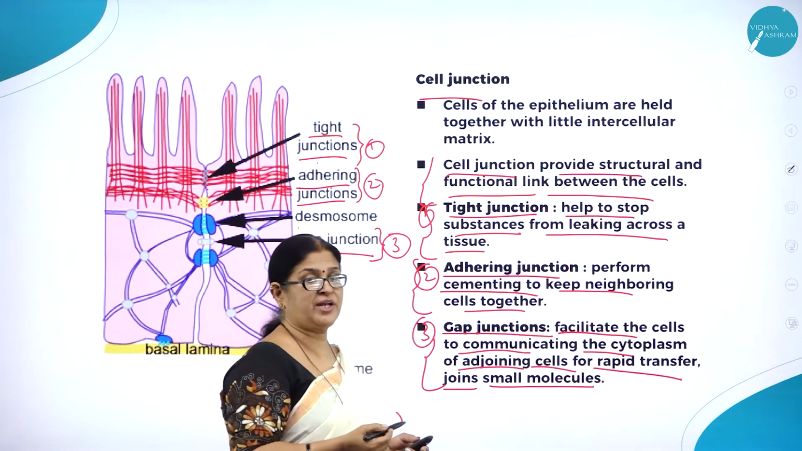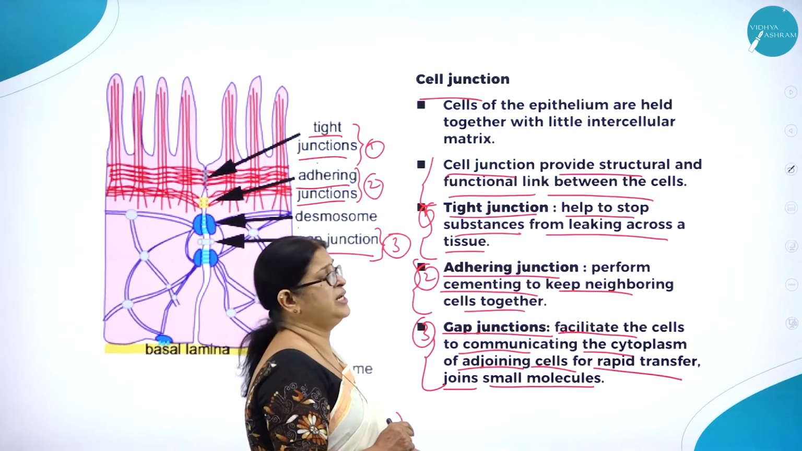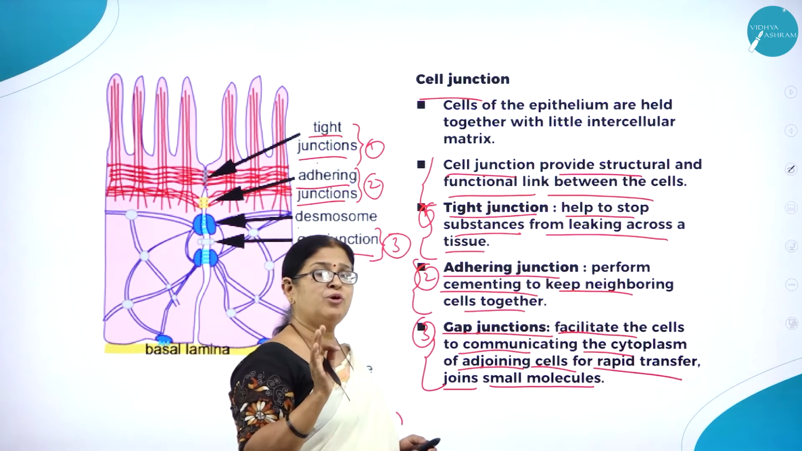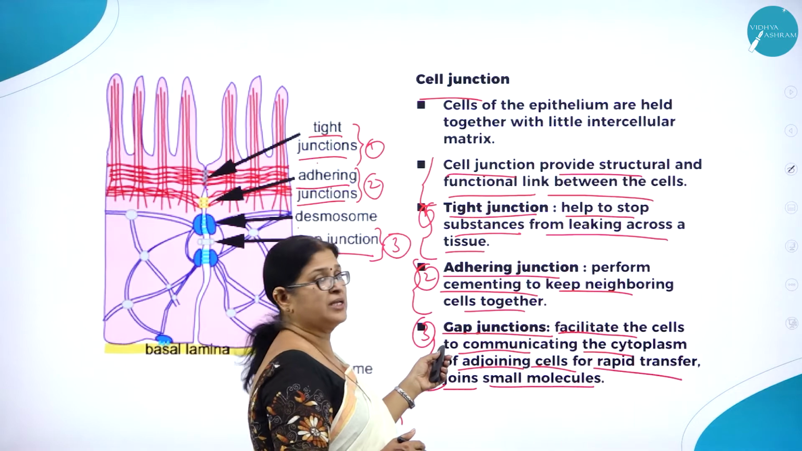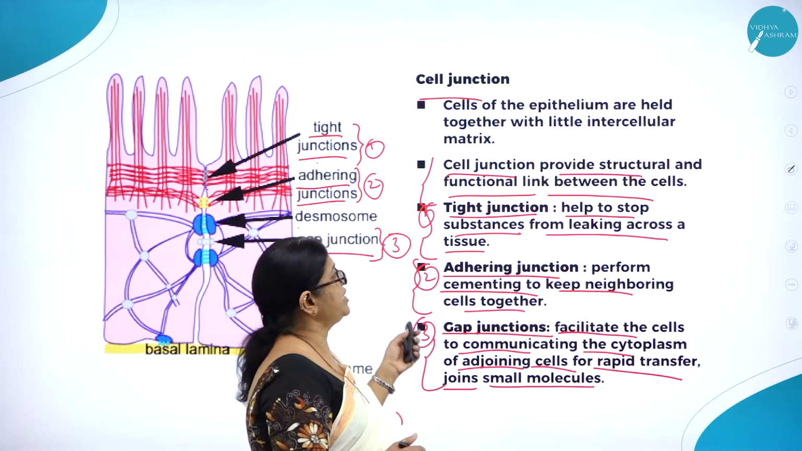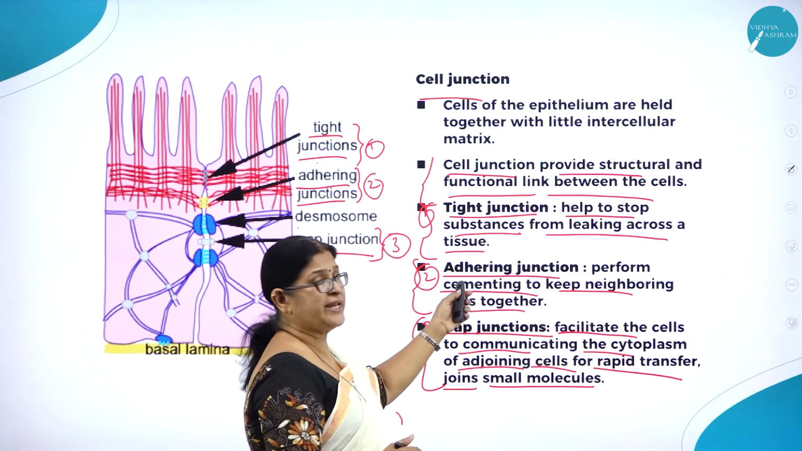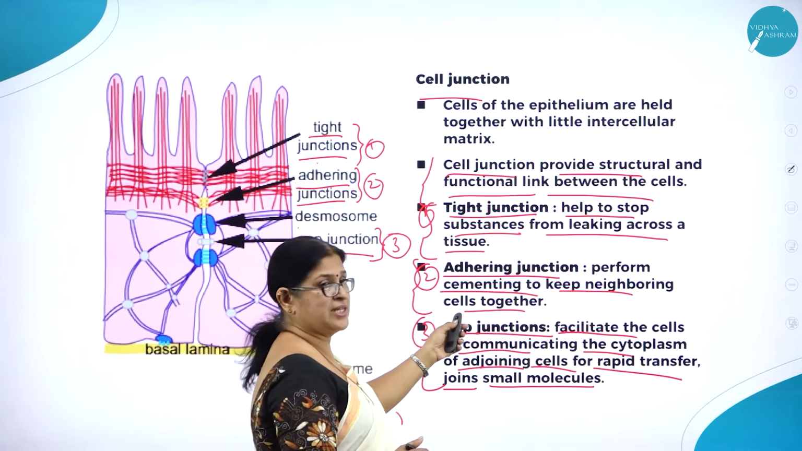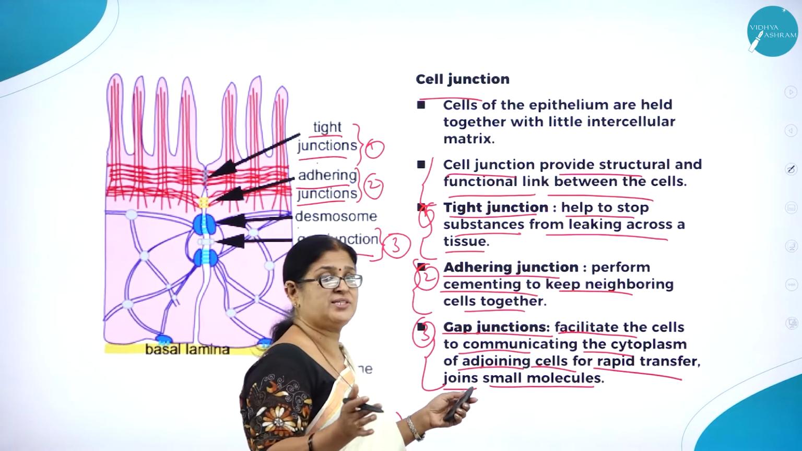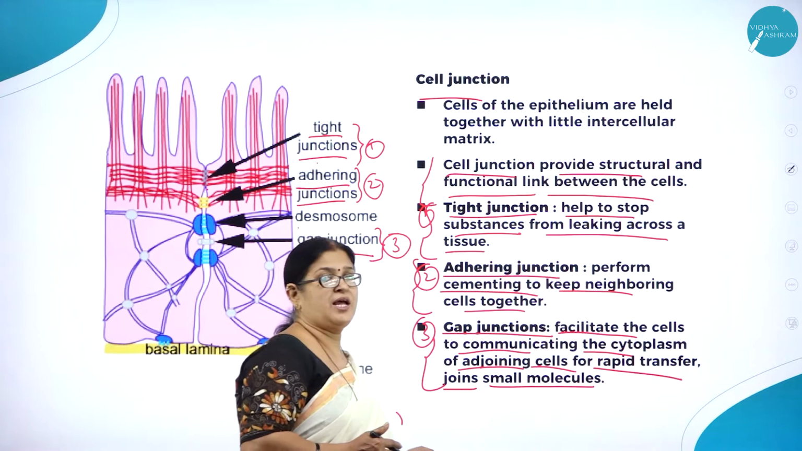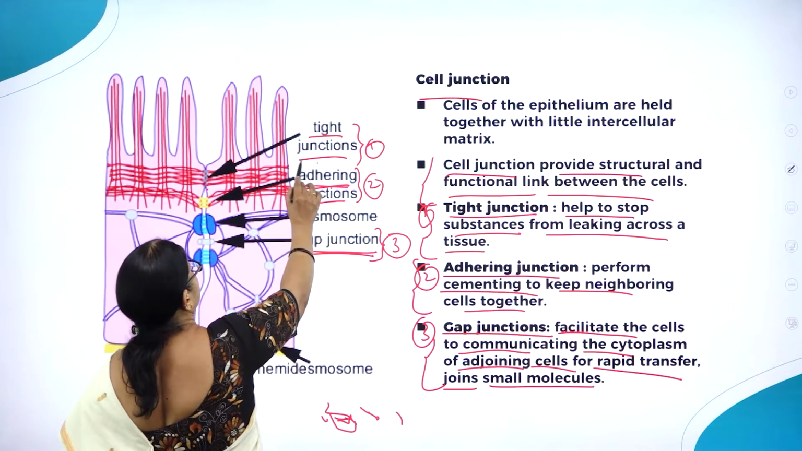Now what is cell junction? Cells of the epithelium, as we know, are held together by very little intercellular matrix, and cell junctions provide structural and functional link between the cells. And what are the three types of cell junctions? One is called the tight junction, adhering junction and the gap junction. This is usually asked in the examination. So what is tight junction? It helps to stop substances from leaking across the tissue. Adhering junction performs cementing to keep neighboring cells together. Then gap junctions facilitate the cells to communicate with the cytoplasm of adjoining cells, the neighboring cells, for rapid transfer of small molecules. So here you can see the gap junction, adhering junction and the tight junction.